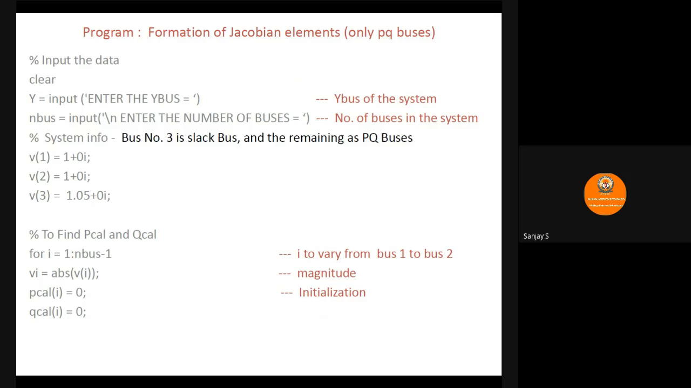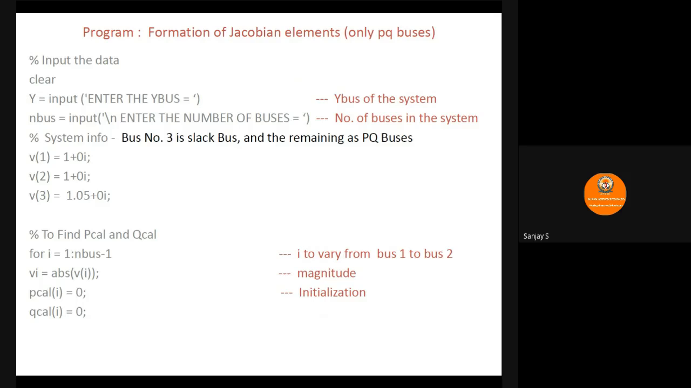Initially, we start with clear instruction to clear all the variables. Capital Y is another variable which is used for input. Y is equal to input, enter the Y bus. We accept the Y bus of the given system. So already Y bus is developed for the particular network. So we take the input of that Y bus. Then in the next line, n bus is equal to input, enter the number of buses. So number of buses in the system will be taken as input here.